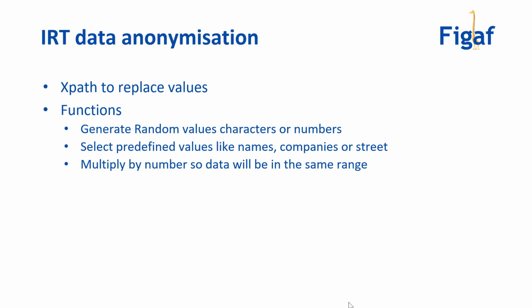So if someone has a salary of 5,000 euros a month, you can multiply it by a random range. So the salary information could be 2,000 or 7,000 euros, and no one would know what the actual value would be. And that's a way that still preserves the structure.